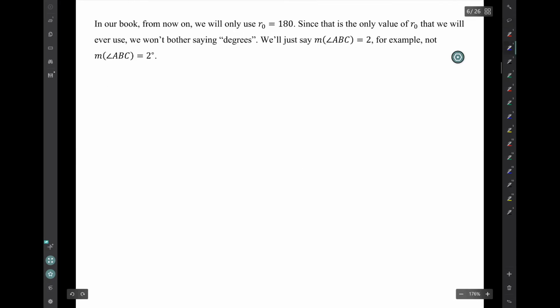In our book, from now on, we'll use only r subscript 0 equals 180. Since that's the only value of r0 that we'll ever use, we won't bother saying degrees. We'll just say, for instance, the measure of angle ABC equals 2. And we won't say the measure is 2 degrees.